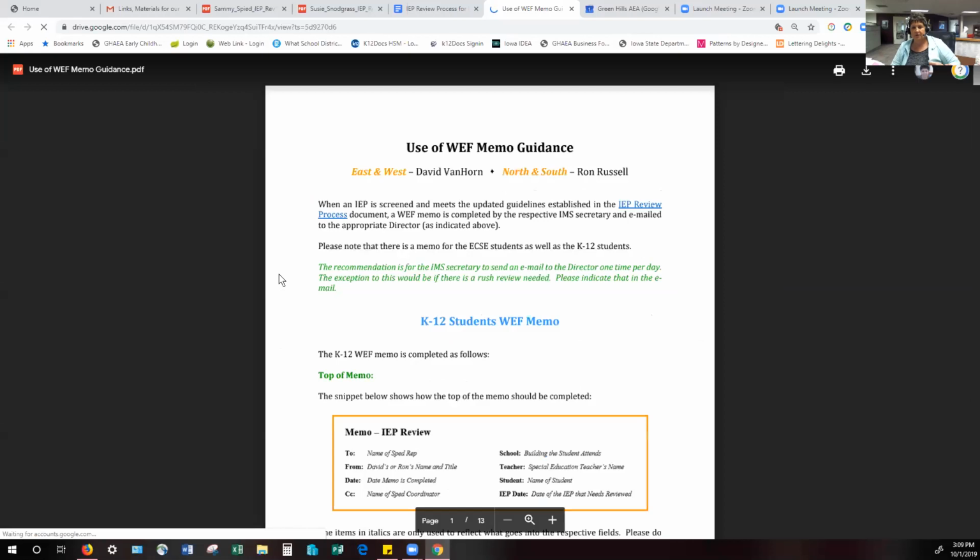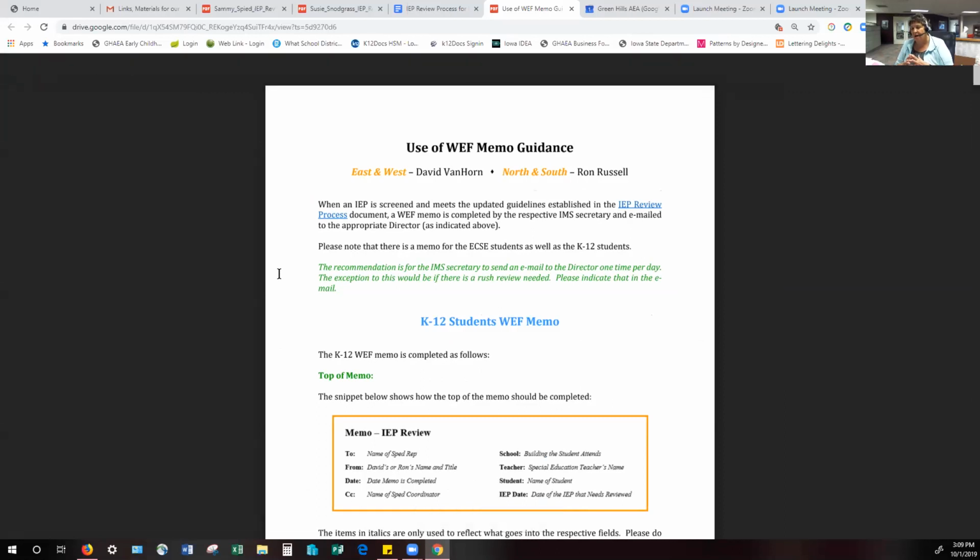Okay, so I just want to explain about the use of weighting memo guidance. What I did is I broke down each of the two memos. It is quite descriptive, and as you do it, you're probably not going to have to look at it that much, but it's just there in case you have a question.